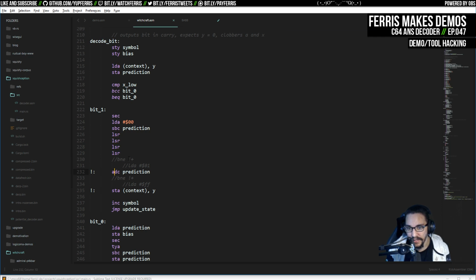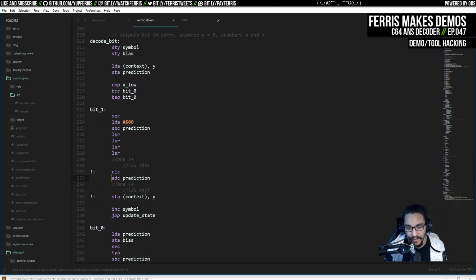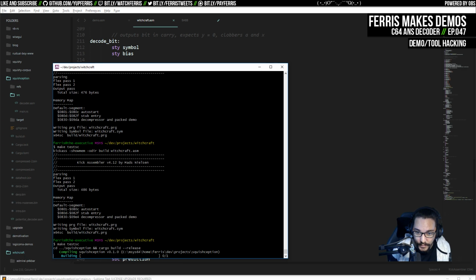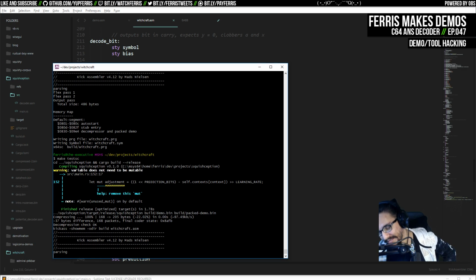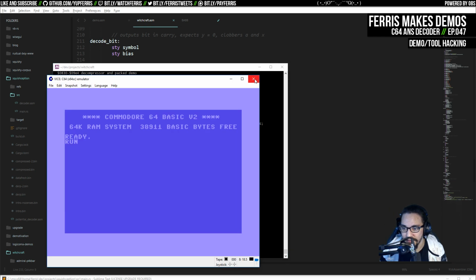Oh, wait a minute. I think I know what it is. I actually think LSR does shift the bottom bit into the carry, and that's not what we want, because we expect the carry to be clear when we do the add with carry later. So LSR does shift into the carry. Okay, so then I think that's the fix. So if we just do that, I think we're going to get something that aligns again, except it won't work the first time because we need to update the coder state. So that will not work.